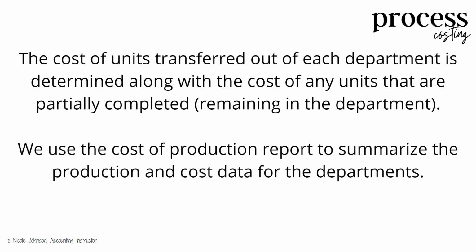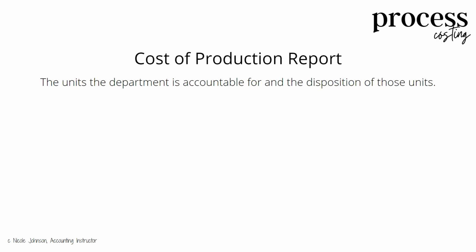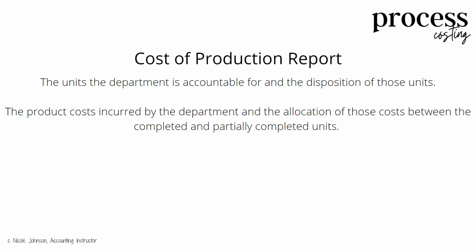We use the cost of production report to summarize the production and cost data for the departments. On the cost of production report, the units the department is accountable for and the disposition of those units is going to be shown. The product costs incurred by the department and the allocation of those costs between the completed and partially completed units is also evident.